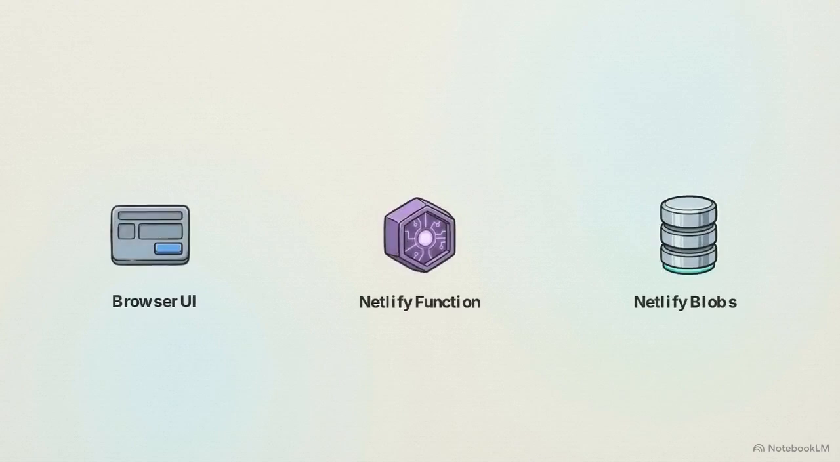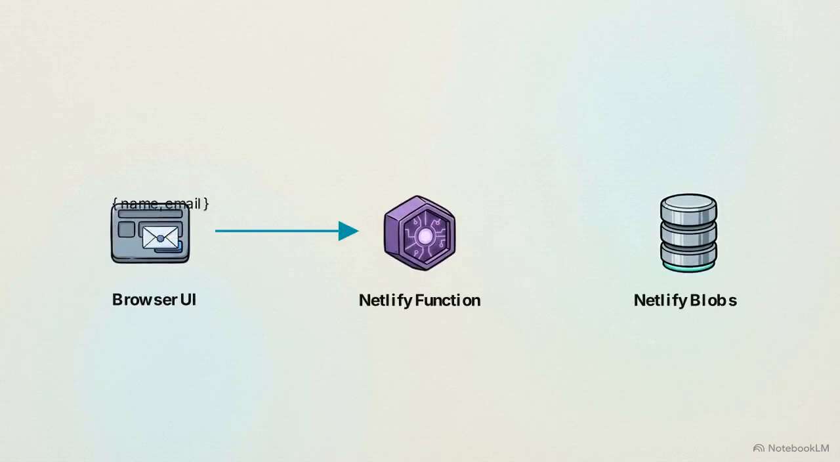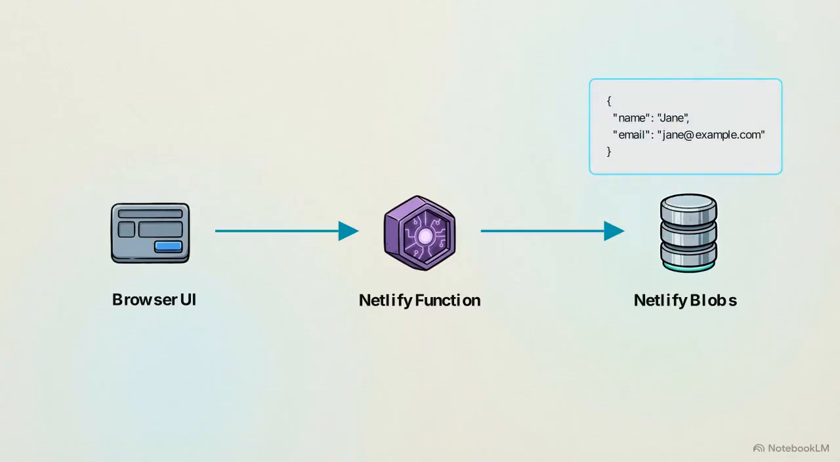This diagram shows the data flow. Information moves from the browser UI, transfers into an isolated processing node, the Netlify function, and is written into a storage bucket. We use Netlify Blobs here, a key value store optimized for unstructured JSON data.